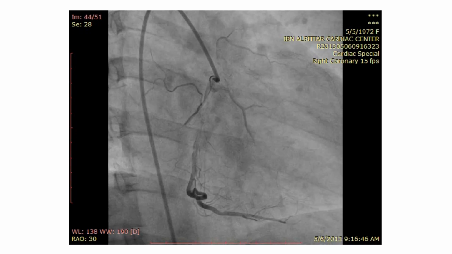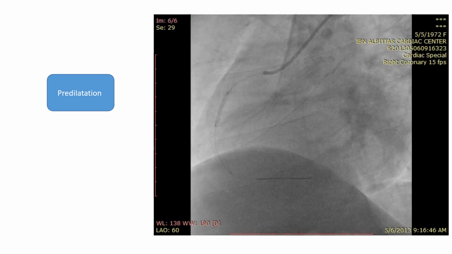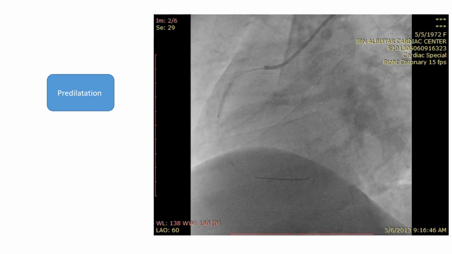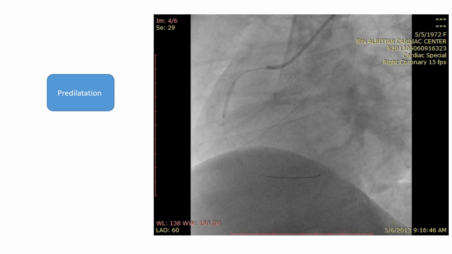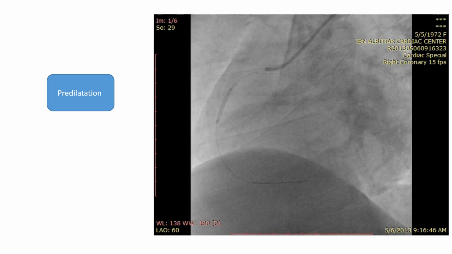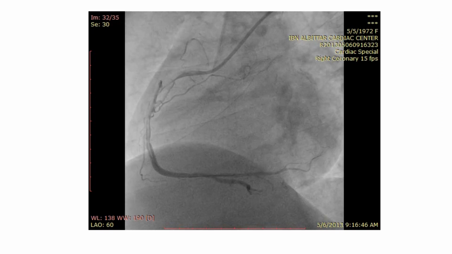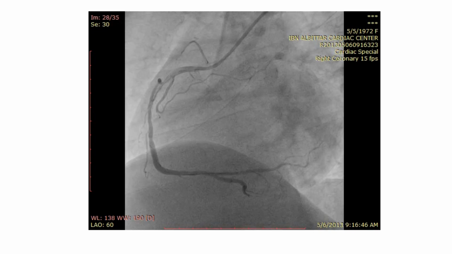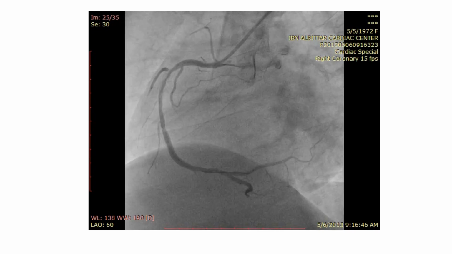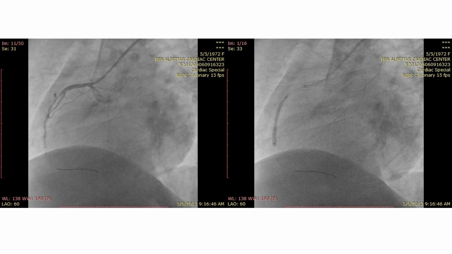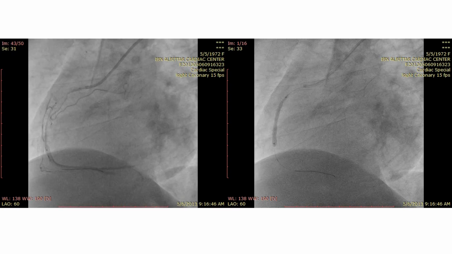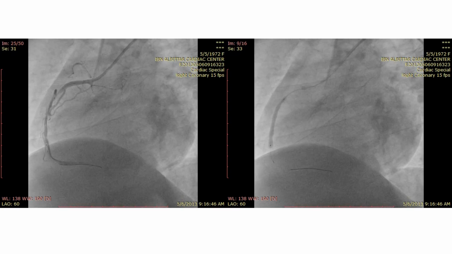So we proceeded as usual with the wiring and balloon pre-dilatation using a 2.5 by 15 balloon. Angiography after balloon inflation shows some dissection, as expected. So we went ahead for stenting, feeling that the dissection might progress.